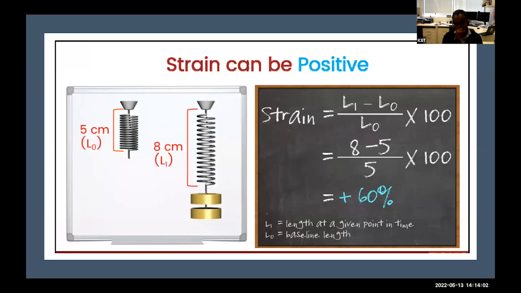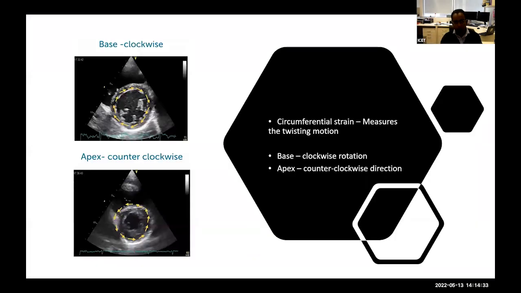So this strain can be either positive or negative depending on where you start measuring. For example, if I look at this slinky or spring, the initial length was 5 centimeters, and if it extends to 8 centimeters and you do 8 minus 5 over 5, you get a 60% increase in its length. So that's why it's positive. And vice versa, if it's contracting, then you get a negative strain number. That depends on which way it contracts.